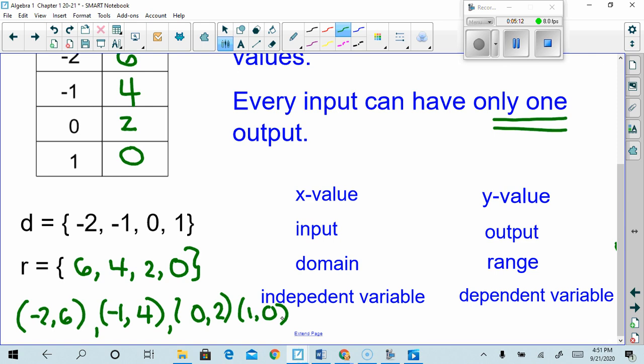Again, here is a listing of those interchangeable expressions. My x values are my input, my domain, my independent variables. Independent because I can choose any value of x to place into that function. On the flip side, I've got my y values, my output, my range, and my dependent variable. The y depends on the value of x.